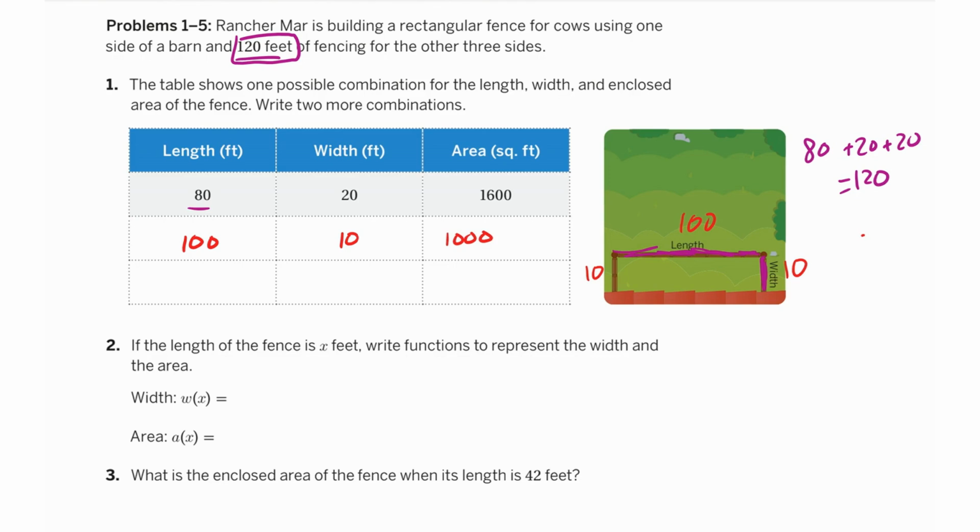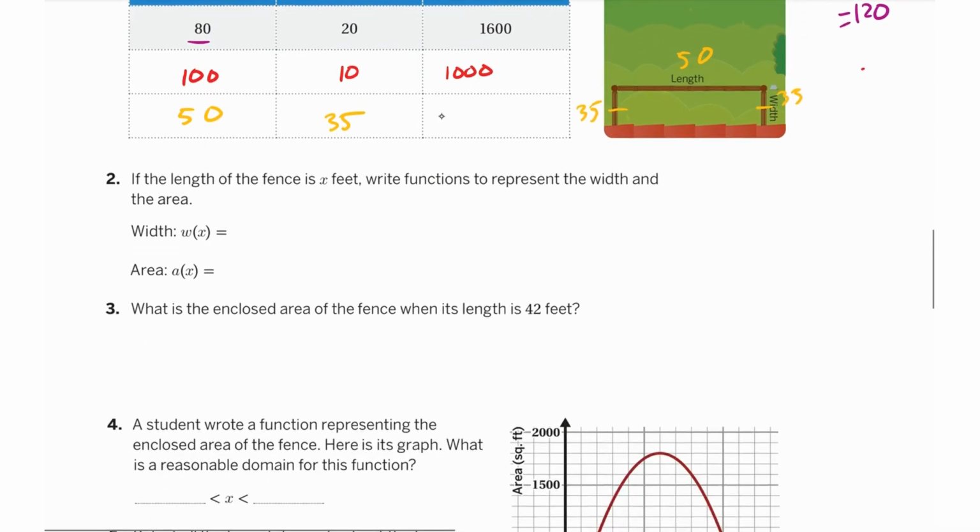Then we multiply the length times the width, and that gives us our area, which would be 1,000 square feet. Same idea if we were to do, let's say, 50, a little bit less of a length here. That means there would be 70 feet left over, and half of 70 is 35. So that would be 35 and 35. All three of these values need to add up to 120, and the two widths need to be the same value. That's the key part. To find the area, I just multiply those together, and I end up getting 1,750 for my area.